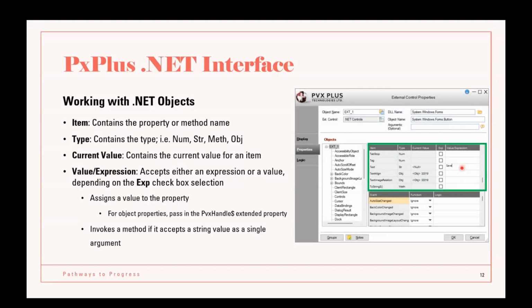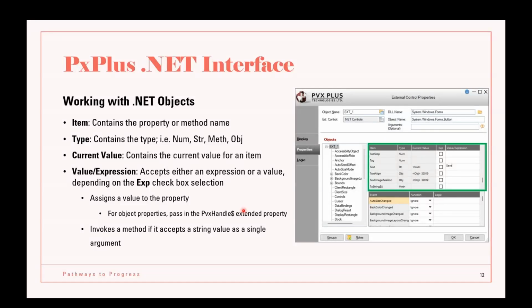Some other things to note: if the property you are setting happens to be an object type property, since we're in a .NET object, it would be another .NET object that is either being set or returned from that property. We have a special extended property called PxHandle$, which we use to set that. And I'll talk more about that later, and there'll be examples.